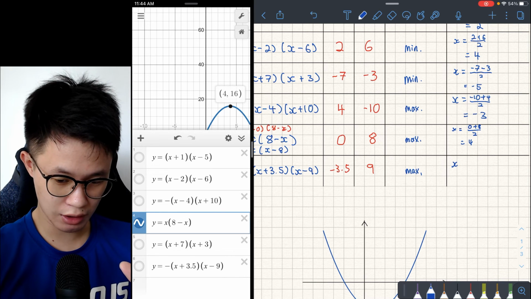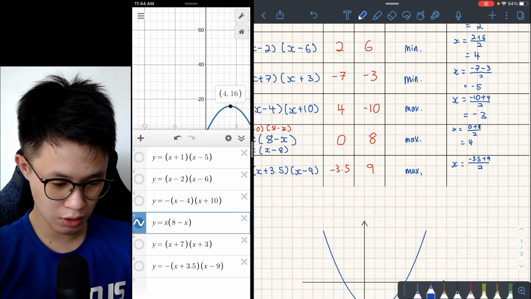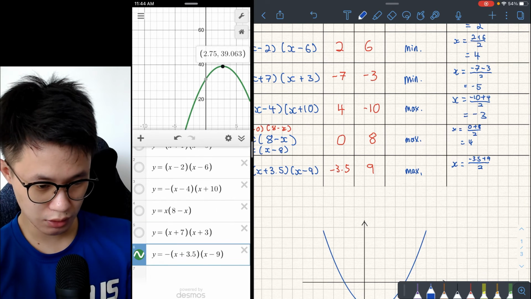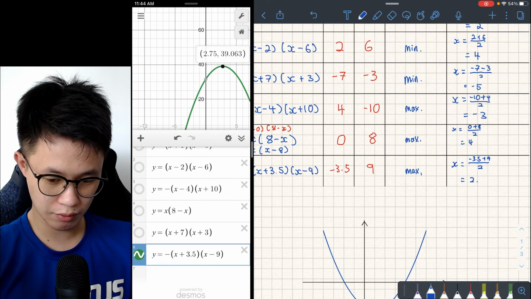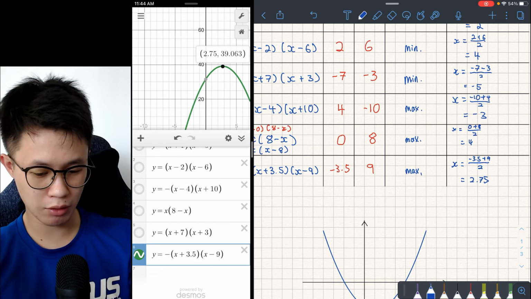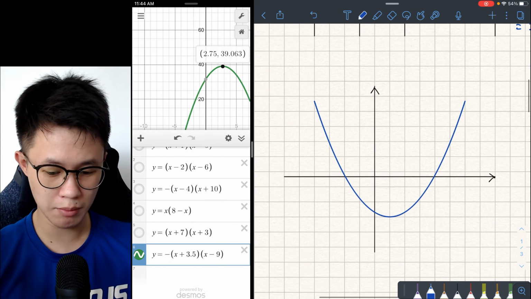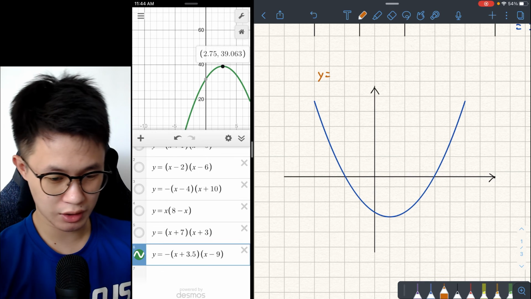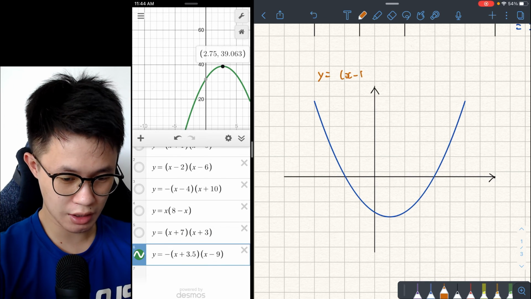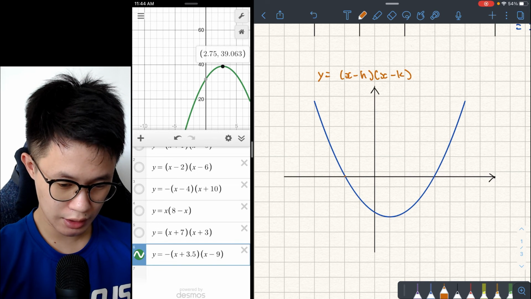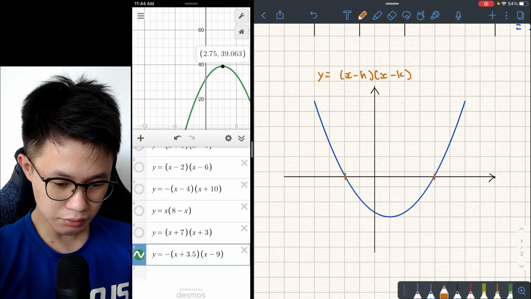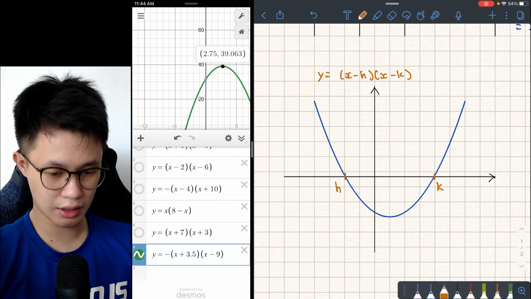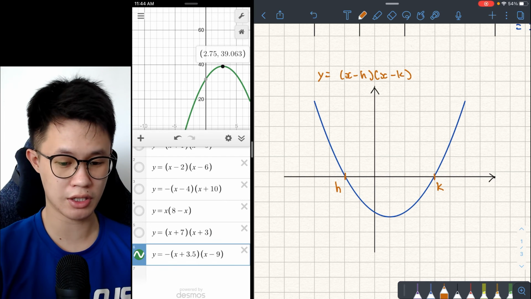So last but not least, over here, x equals -3.5 plus 9 divided by 2, and this gives you 2.75. Okay, so what conclusions can we make for a general equation in the form of y equals, in this case, this is positive, right? So (x minus h)(x minus k). We can deduce that one of them is h and one is k. H and k can be negative or positive integers in this case.